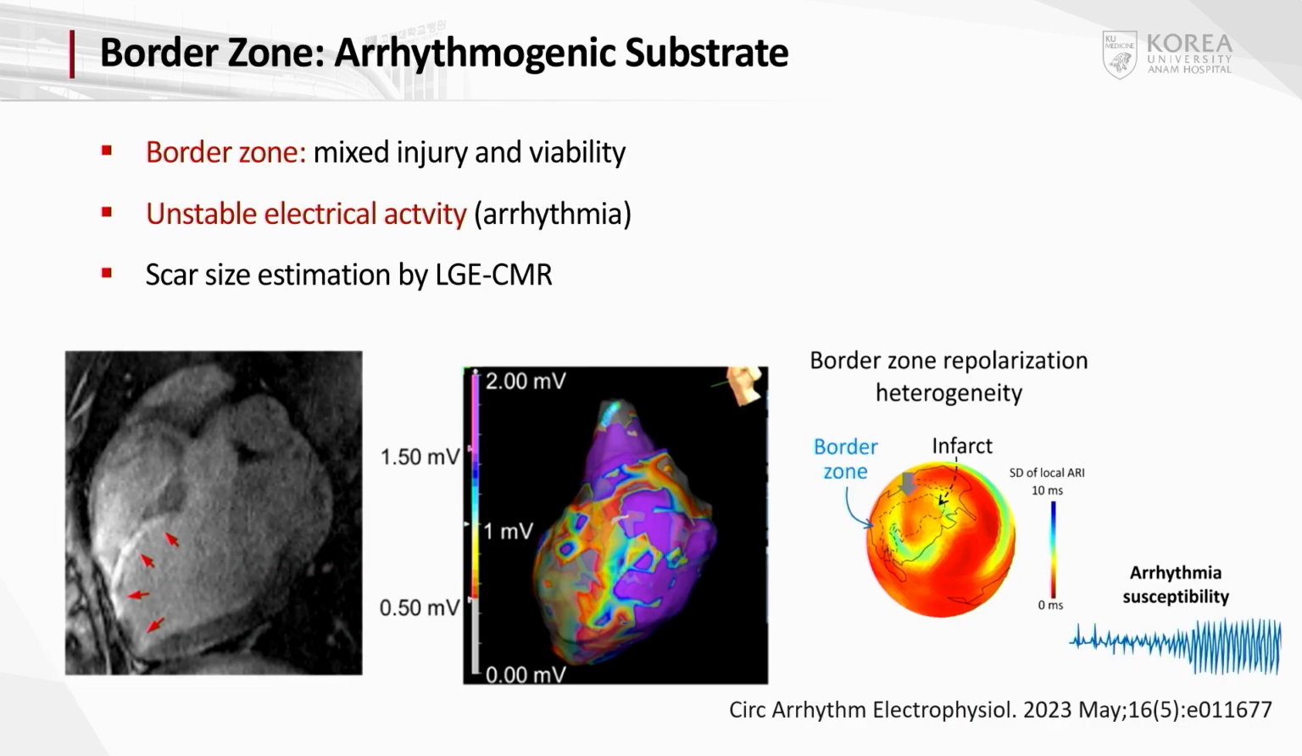This risk seems to come from the border zone. Border zone means where viable and infarcted tissue coexist. It is an arrhythmogenic area with unstable electrical conduction. That means larger infarcts increase this border zone, and ICD implantation may be considered in such high-risk patients.